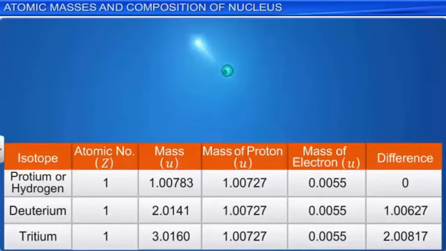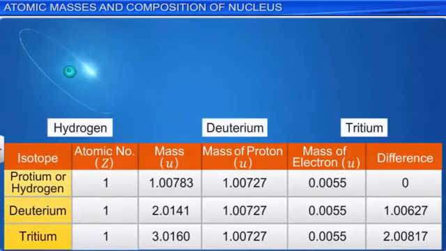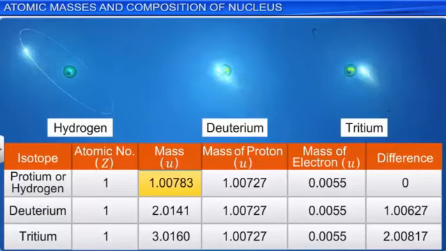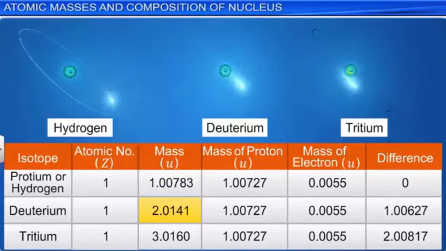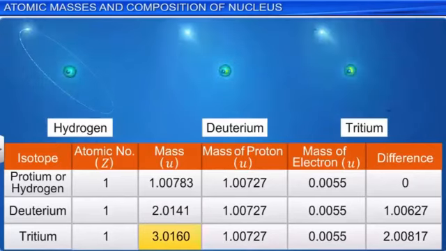If we assume that the electrons and protons are the only constituents of the nucleus, then the atomic mass should be equal to the sum of the masses of protons and the electrons of the atom. For example, hydrogen has 3 isotopes whose atomic masses are 1.0078 AMU, 2.0141 AMU, and 3.0160 AMU, respectively.